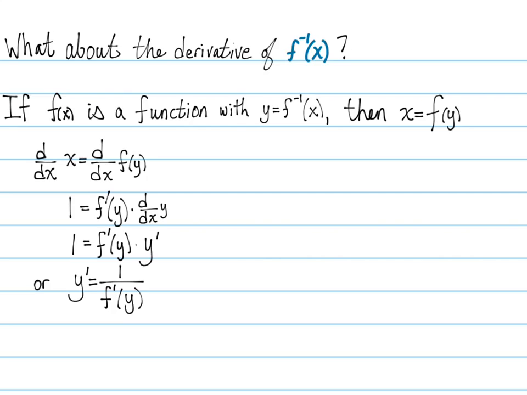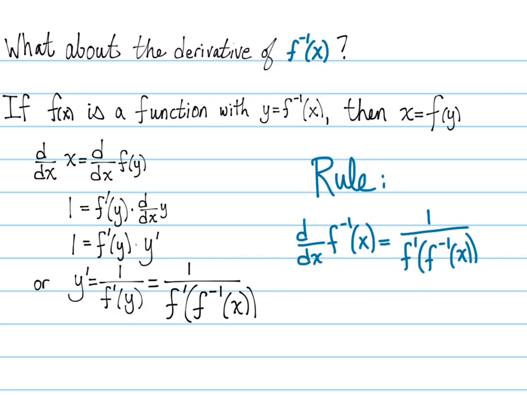Well, what was y again? y was f inverse of x, right? So we can replace y with f inverse of x, and now we can get y prime just in terms of f inverse and x. y prime is just 1 over f prime of f inverse of x. So here's a rule. You should know it, and you should use it, because it helps you take the derivative of inverse functions.